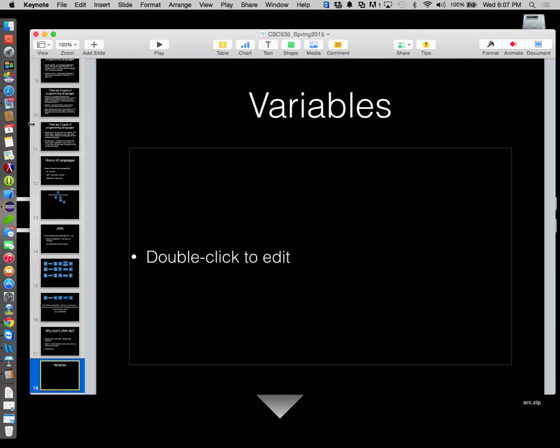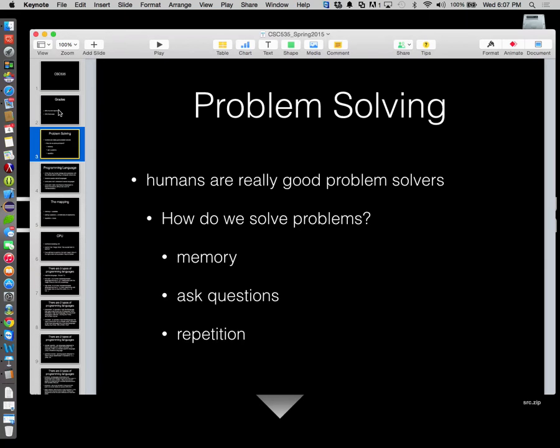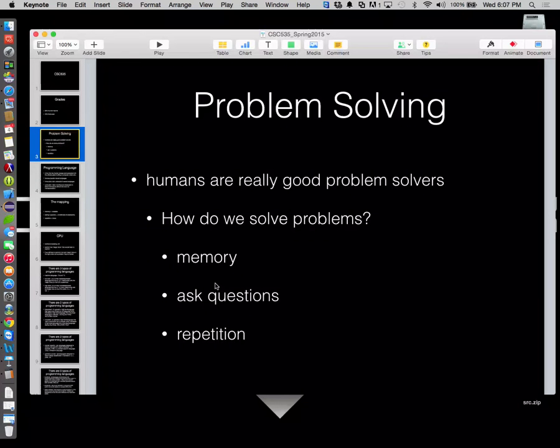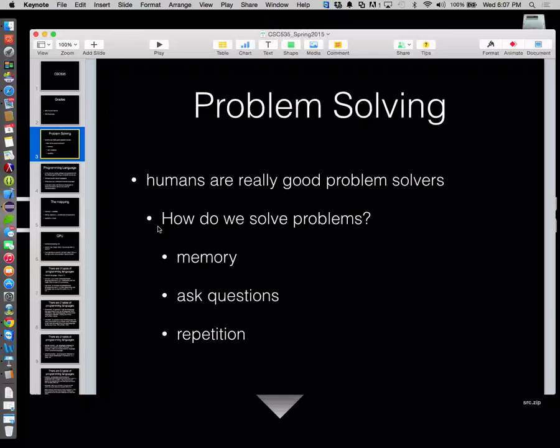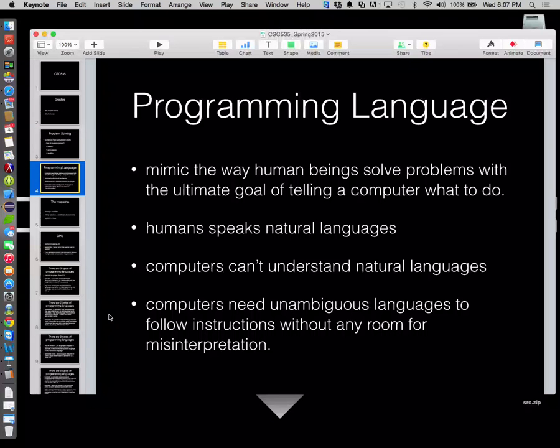All right. So if you remember back early on in this slide set, we talked about how human beings solve problems. We use our memory. That's how we remember things like our name and our phone number. We like to ask questions, and we use repetition. We were talking about bumping into walls last time. So this is how human beings solve problems. Then we talked about programming languages and what their job is. It's attempting to mimic the way people solve problems, so it has to give us constructs built into the language that allow us to solve problems in a similar way to how we solve problems in real life, through our memory, asking questions, and repetition.